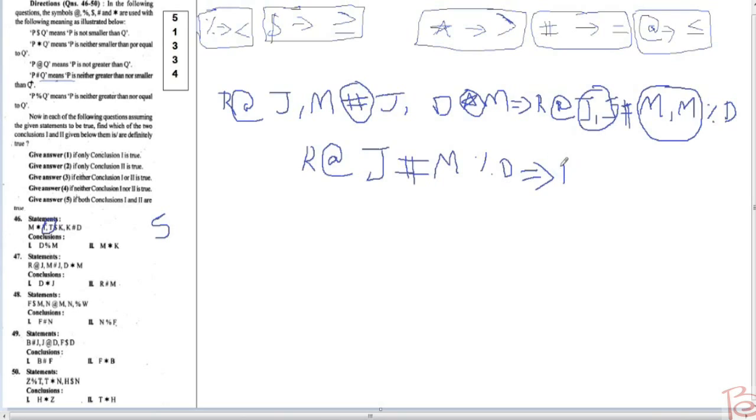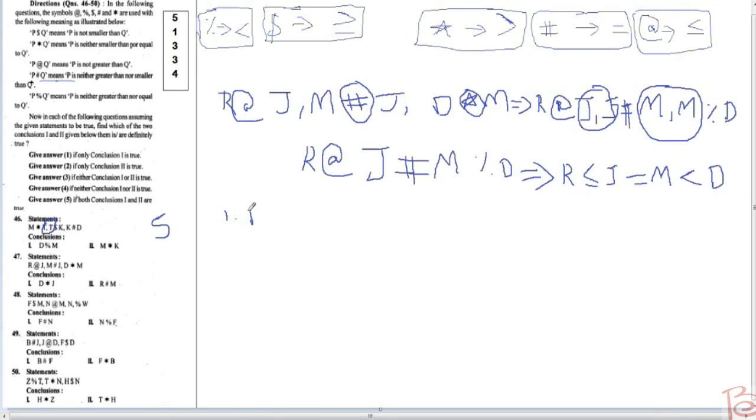So I'm going to substitute the values: r at j means r is less than or equal to j. For the dollar sign the value is equal to, so m, and for the percentage the value is less than d. Okay, so what I've done is I've converted the coded statements into a normal inequality question. So now I'm going for the conclusions.